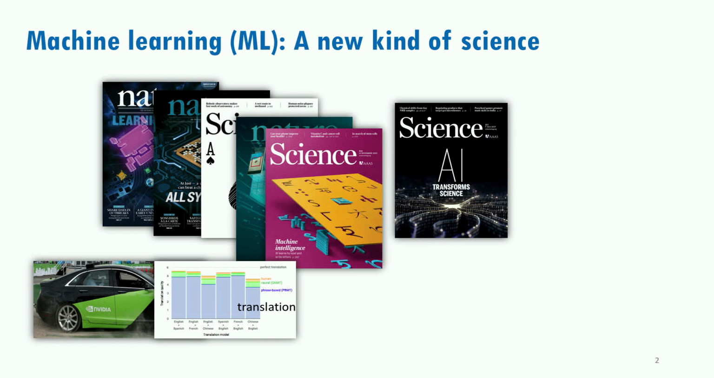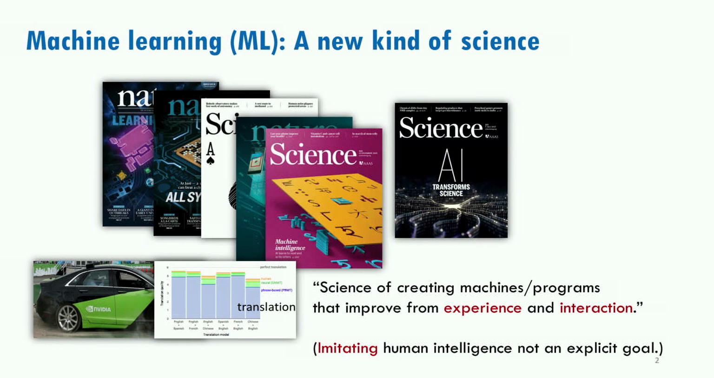And so it's been in the news a lot as a hot technology. But in this talk, I'll make the point that it's also a new kind of science. It's a science of creating machines and programs that can improve from experience and interaction. And notice that this definition doesn't say anything about human intelligence. Imitating humans is not an explicit goal. And indeed, for the foreseeable future, we expect that on certain tasks, machines will be much better than humans. And on other tasks, they might be worse than a toddler.